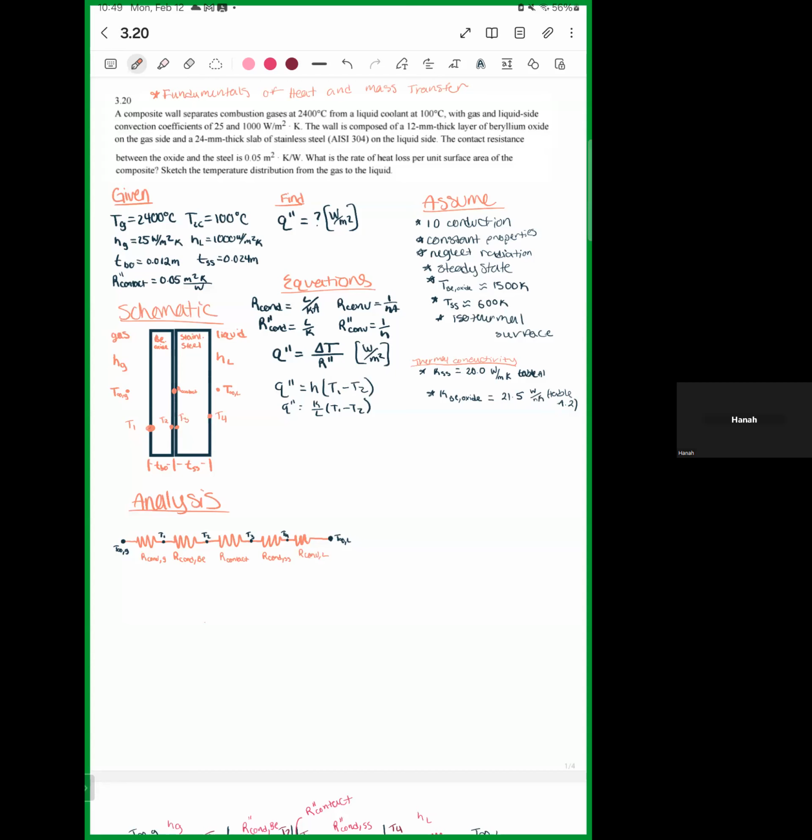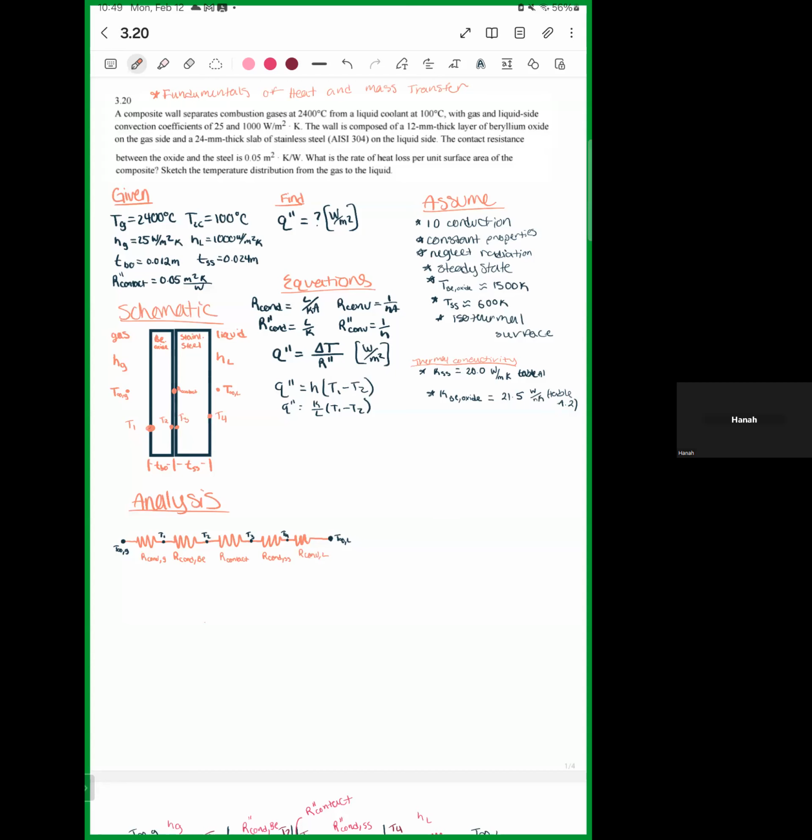So for this video, we'll be looking at problem 3.20 in the Fundamentals of Heat and Mass Transfer. To start out, we'll just look at the problem statement, and I'll highlight some of the important things that we have written out in the given here.